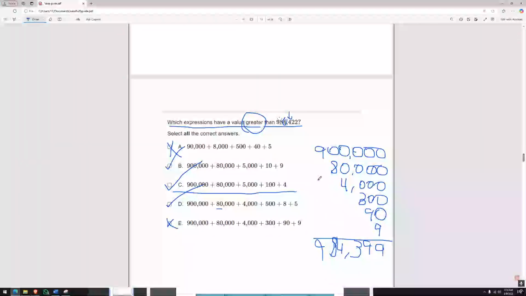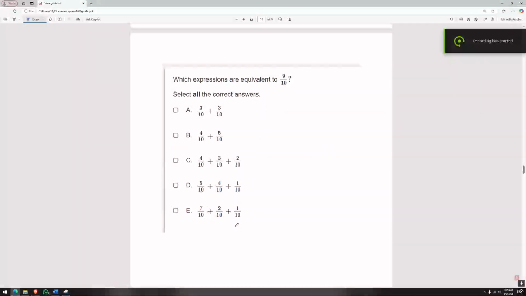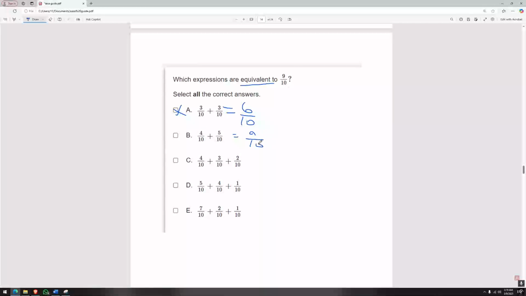That's the only thing you need to do. Okay, next part. Which expressions are equivalent to 9/10? Okay, letter A: 3 plus 3, 6/10. Nope. Next, 4 plus 5, 9/10. Okay, this one is correct.